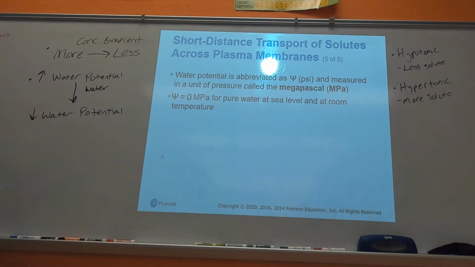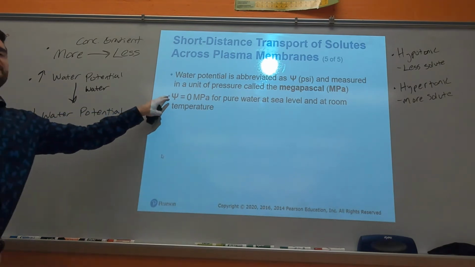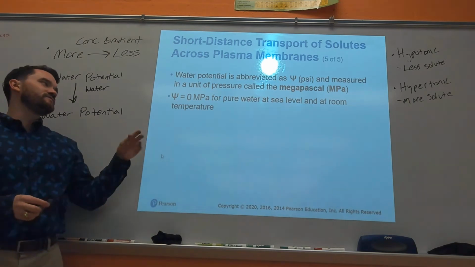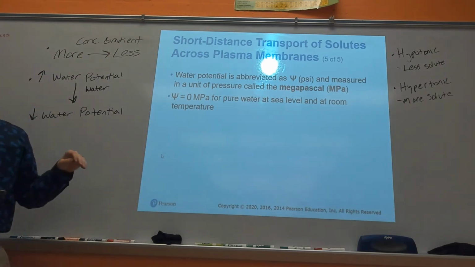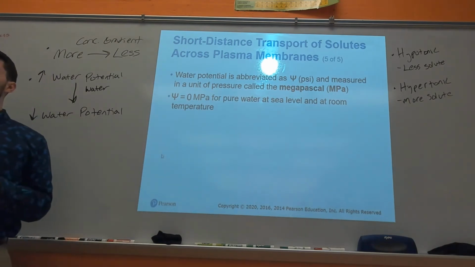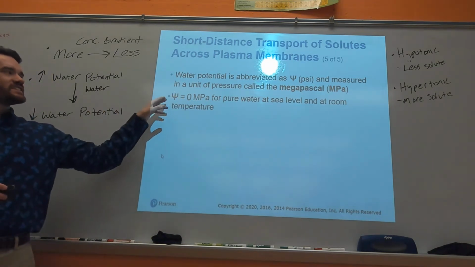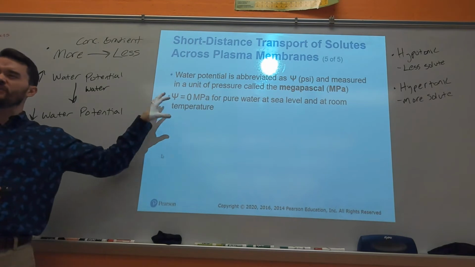I'll show you a formula in a second here. You'll get this formula on the AP exam. Fortunately, you don't have to memorize it. But this is a very common test question: if you have something at pure water at sea level, what is its water potential? And that is 0. And when I get into what makes up water potential, it'll make a little more sense why it's 0.